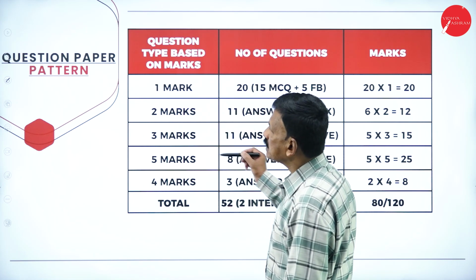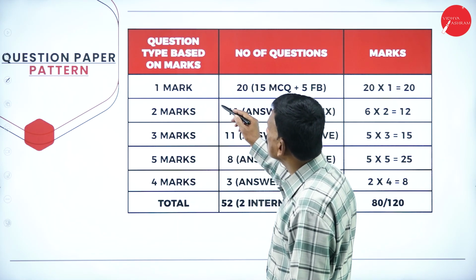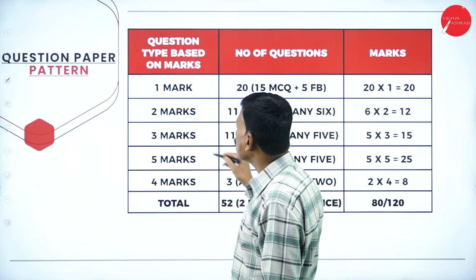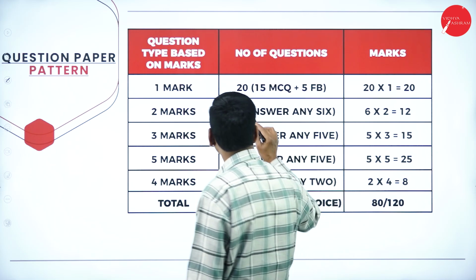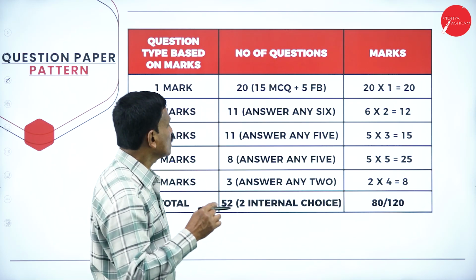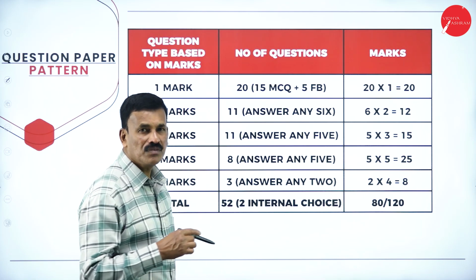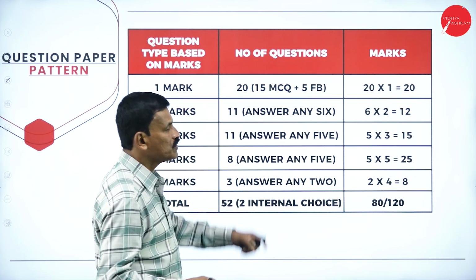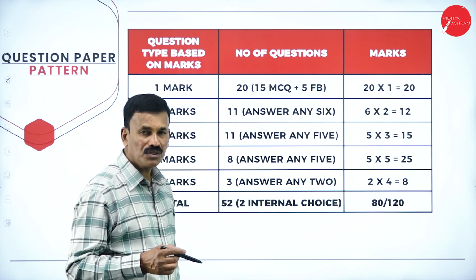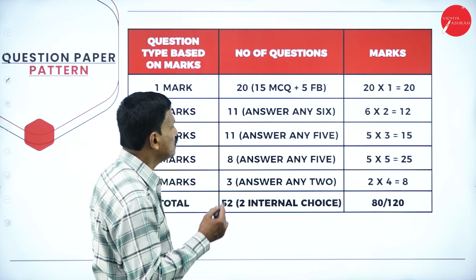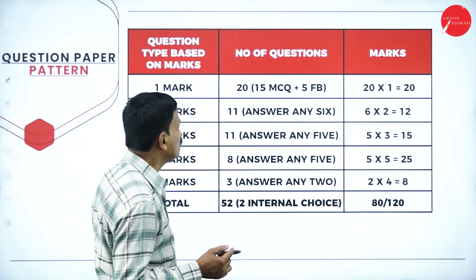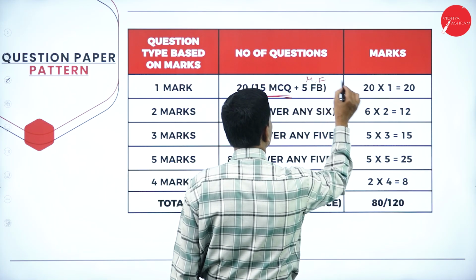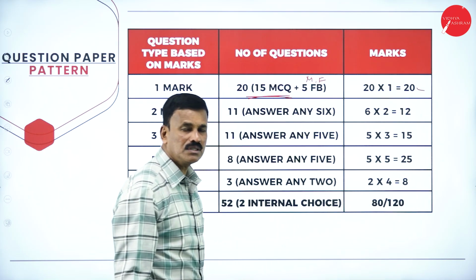So, the question paper pattern will be like this. Question types based on marks, number of questions and the marks, total marks. In the question paper, you will have 1 marker questions, that is 20 questions: 15 MCQ, 5 fill in the blanks, and match the following. So, 15 MCQ questions including match the following and fill in the blanks. Totally you will get 20 1-mark questions, that is 20 marks.